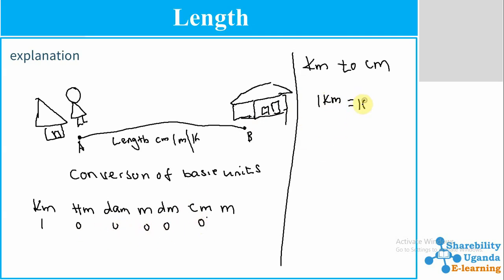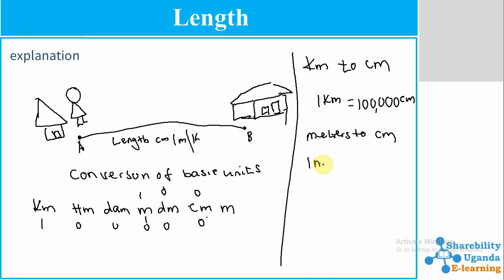So 1 kilometer is equal to 1 followed by 5 zeros, 100,000 centimeters. If you want to tell meters to centimeters, how do we tell? We have our meter here. We put our one here, then the rest are zeros. So we say 1 meter is going to be 100 centimeters.